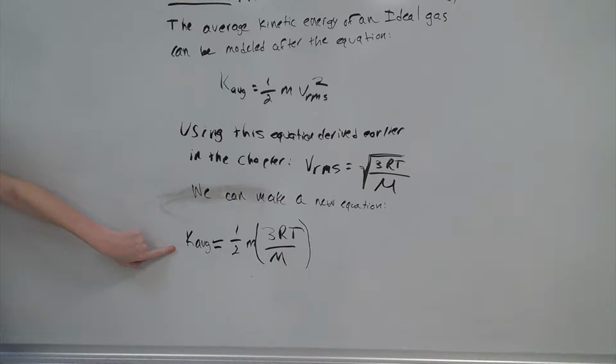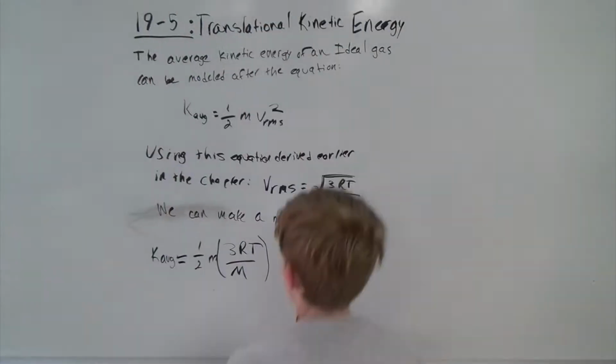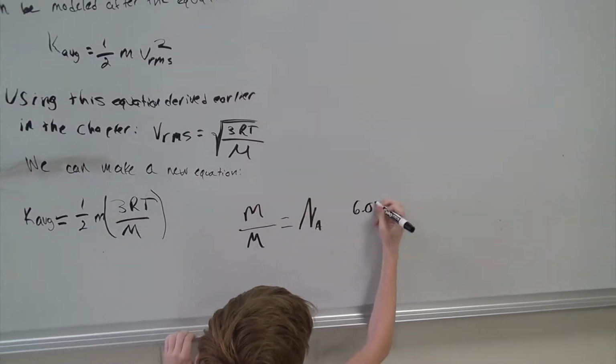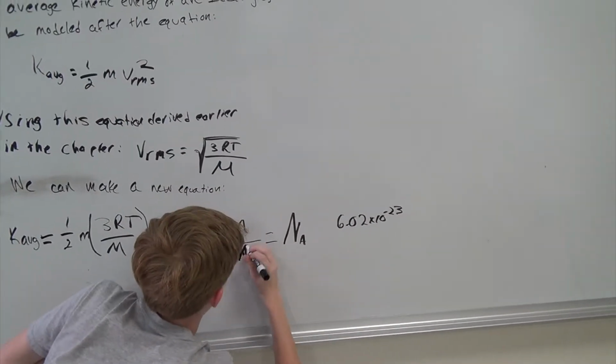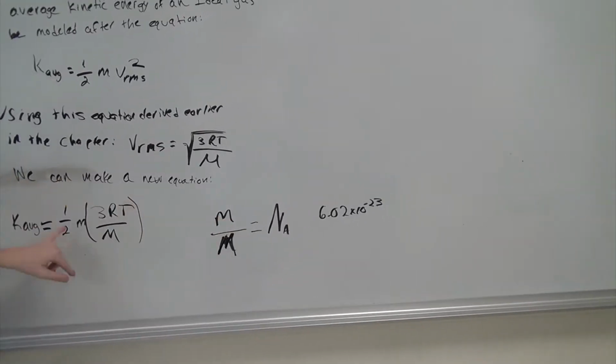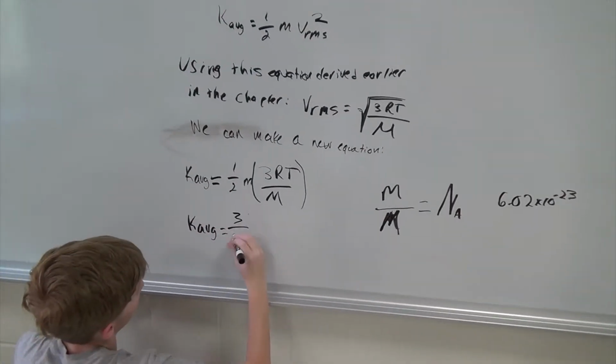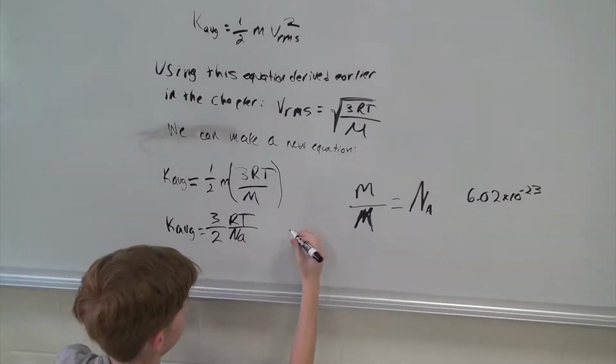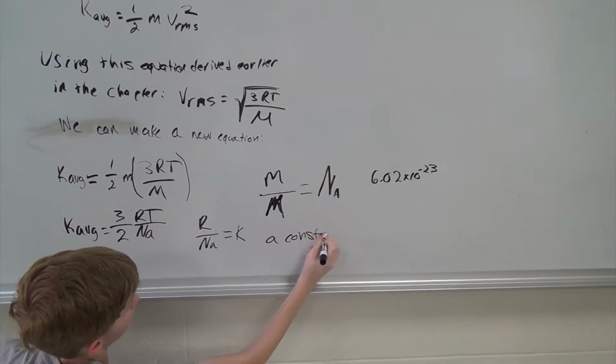R is the gas constant, and T is the temperature of the gas. Next, we can substitute Avogadro's number into the equation, because the mass over the molecular mass of the molecule equals Avogadro's number. The average kinetic energy of a gas can now be modeled after the equation 3/2 RT over NA.